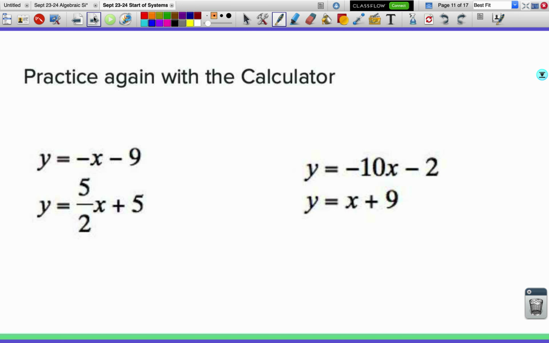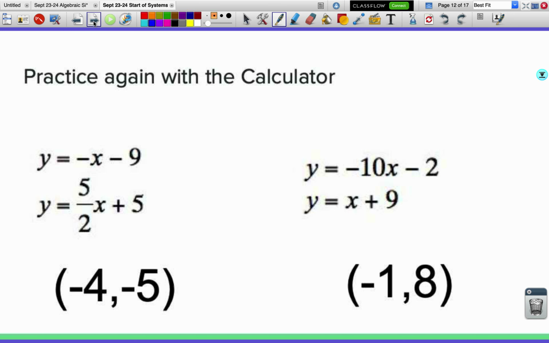All right, here are 2 more. You can either practice on graph paper or with a calculator. I'll pause the video for you to do that. And the correct answers were (-4, -5) and (-1, 8).